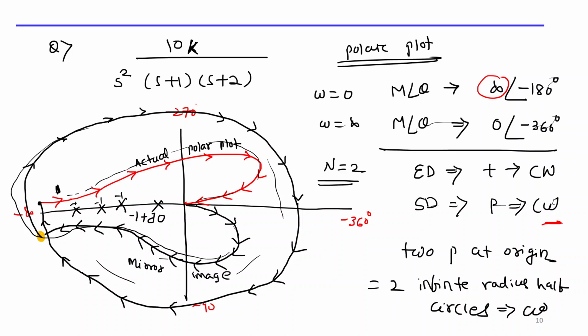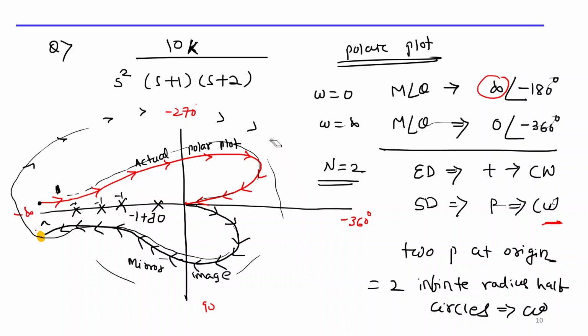Sir, in this example, how are the two infinite radius half circles drawn? Okay, that part you have not understood. Okay, let me erase that part. Good, because I thought someone might not understand, so I need to explain. You understand this, right? Yes, sir. Then I told you there are two infinite radius half circles.